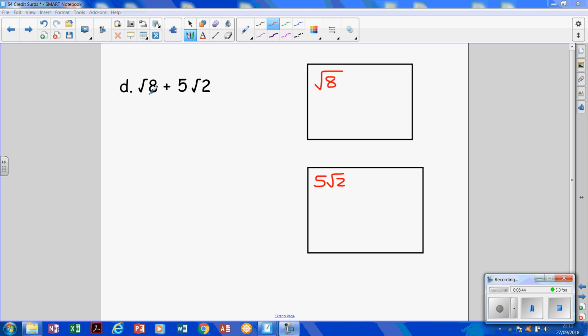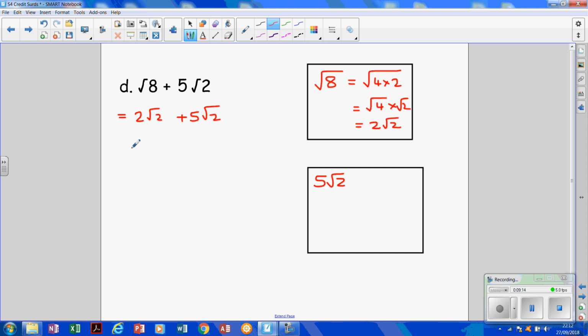For this one, we've got root 8 plus 5 root 2s. Root 8, biggest square number again, is 4. So it's 4 times 2. We've done that now 3 times in this wee short video. So it's the square root of 4 times the square root of 2. Square root of 4 is 2, so it's 2 root 2s. Now that's simplified. It's root 2s, don't need to do anything to that. So root 8 becomes 2 root 2s. And I've already got 5 root 2s here. So 2 of them plus another 5 of them gives me 7 root 2s.